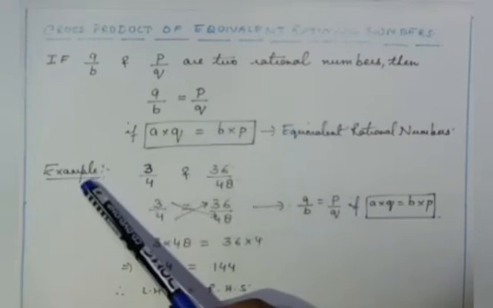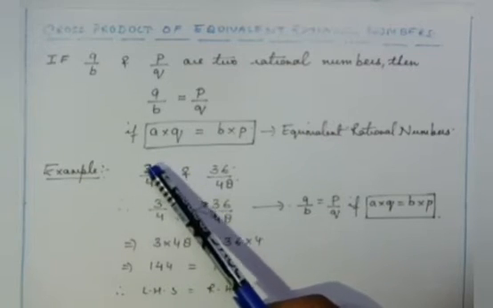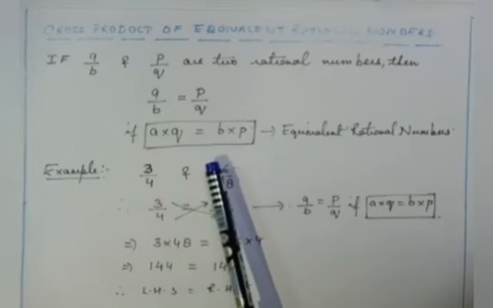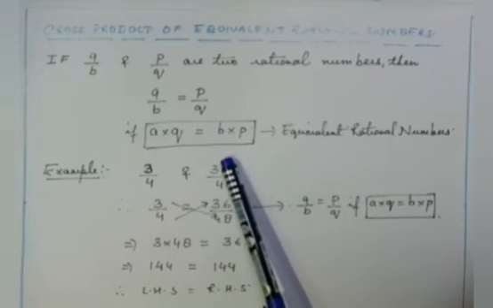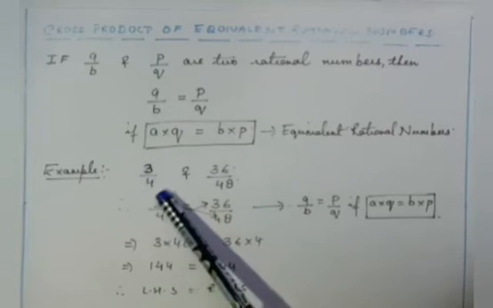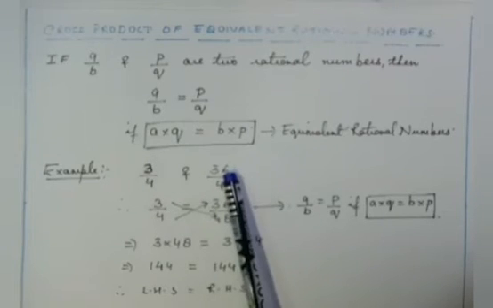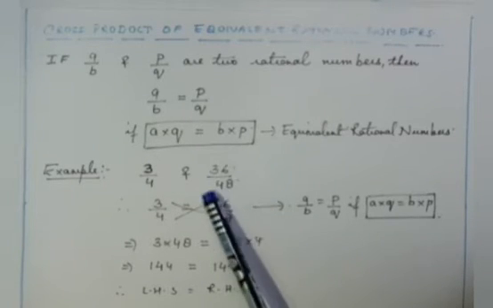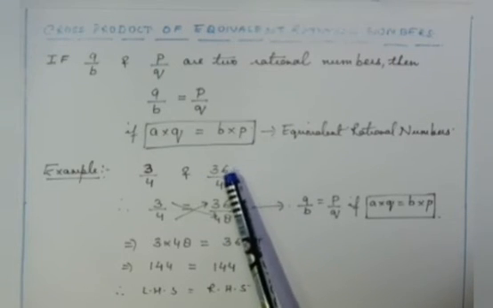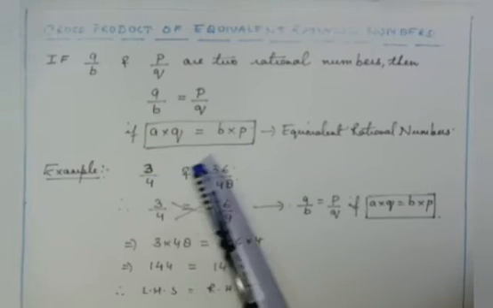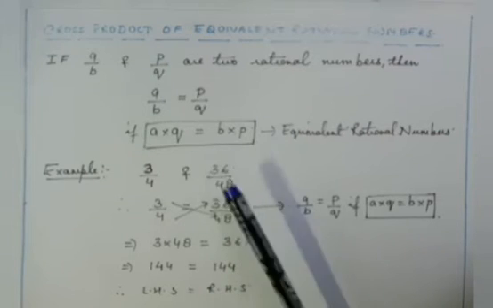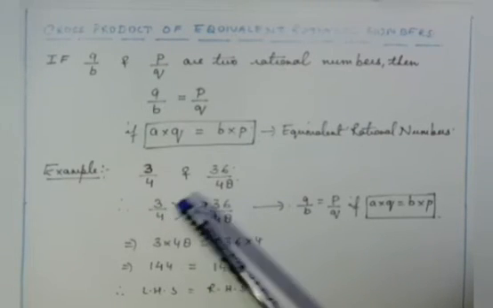Let us see with the help of an example. I have taken the fractions 3 upon 4 and 36 upon 48. The first method is to convert the second fraction into its simplest form, because the first fraction is already in its simplest form. So we have to simplify the second fraction to its simplest form. If it comes to 3 upon 4, then we can say that both the fractions, or both the rational numbers, are equal.